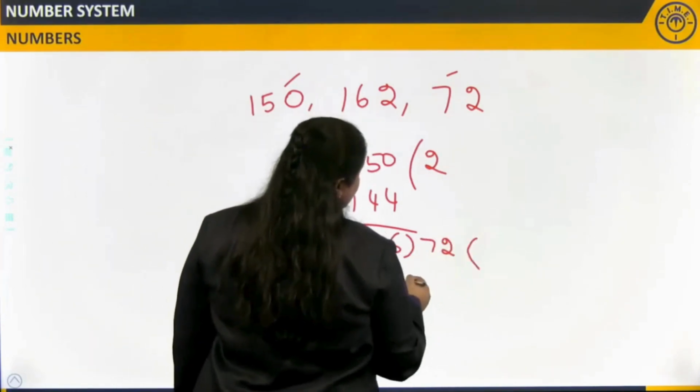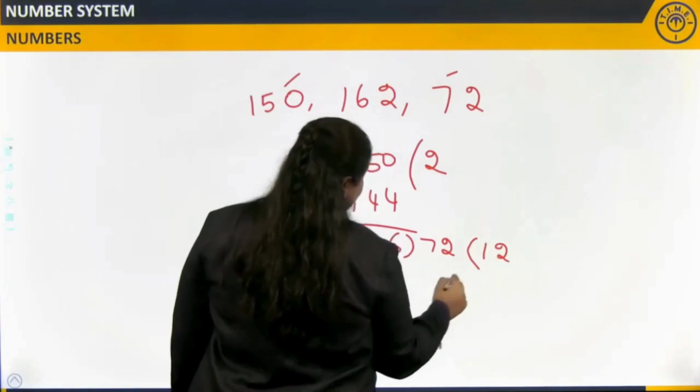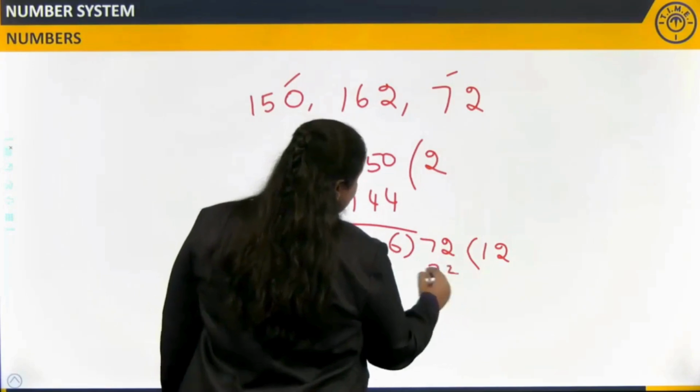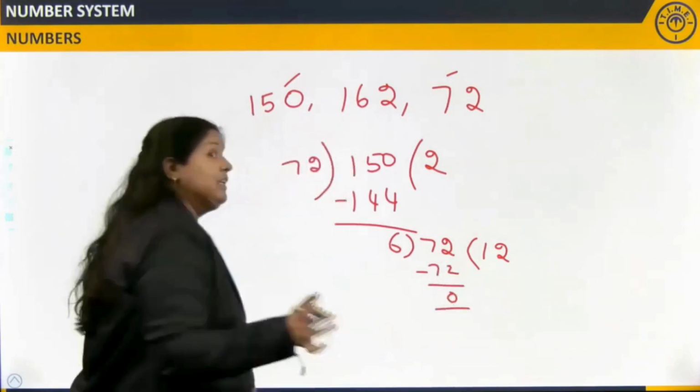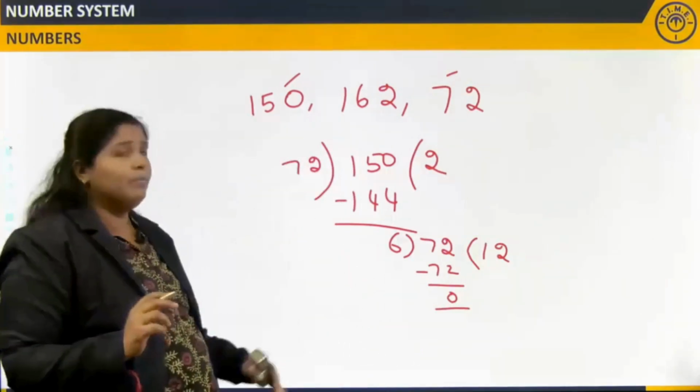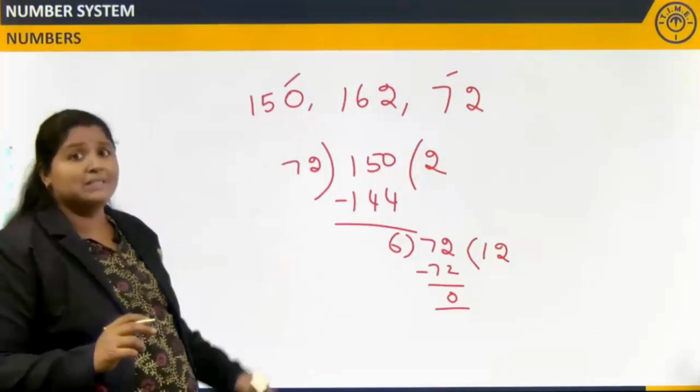How many 6s are there in 72? 12 6s are there. Okay. I am directly doing it, you can do it one by one also. 12 6s are 72. Okay, you are getting remainder 0. Therefore, HCF is 6. Now, we have one more number left. We should see whether this works there also, right?